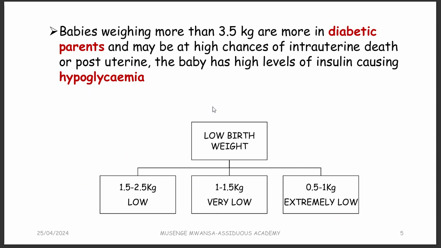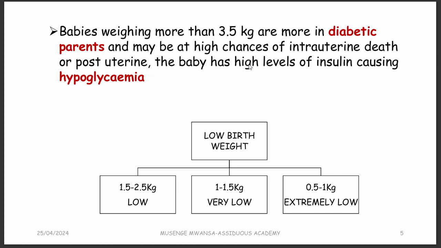Okay. So normally children who are macrosomic, who are big, are going to come from parents who are diabetic. Parents who have got sugar have a high chance of giving birth to children who are macrosomic. Okay. And these children, coming from diabetic parents, have a high chance of intrauterine death. Just in the womb, the child dies, or after birth, the child dies.